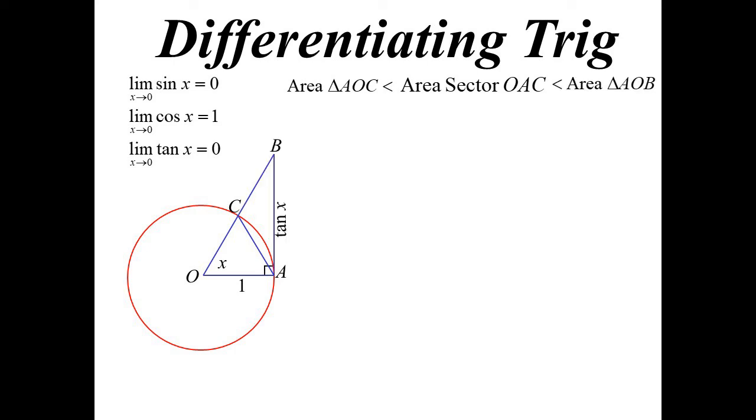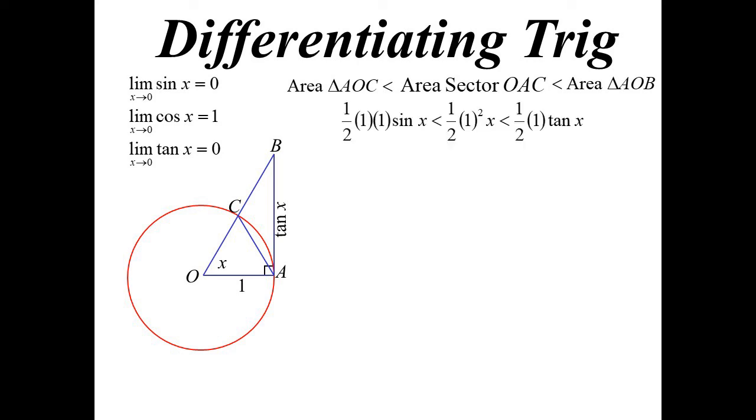But it would be less than the area of this right-angled triangle. So AB is a tangent. Remember, we know a tangent's perpendicular to the radius. And I could work out using trig that AB would turn out to be whatever the tan of x happens to be. So let's work out the area of those three things.